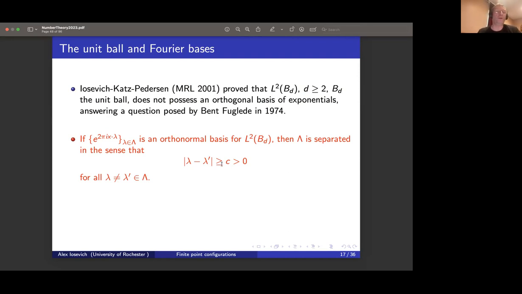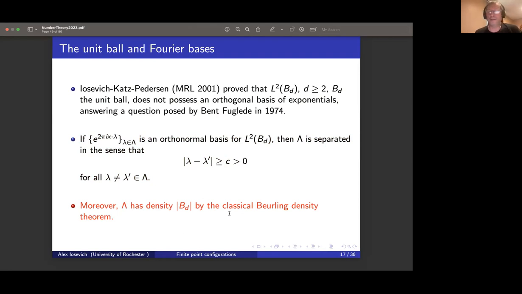is separated. Okay, this is very easy to see. Moreover, the density of this set is equal to the volume of the ball. This is the celebrated Landau density theorem, but the truth is all we need for this argument is positive density, and this can be done by hand using methods that are quite standard, both in harmonic analysis and in analytic number theory.